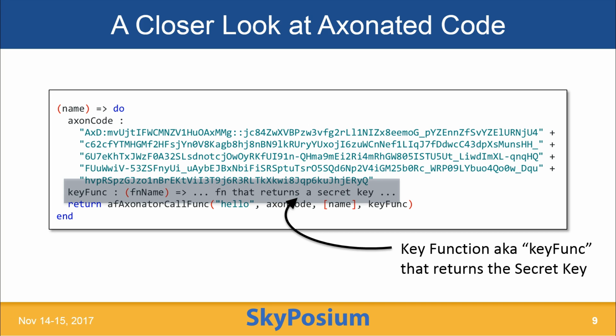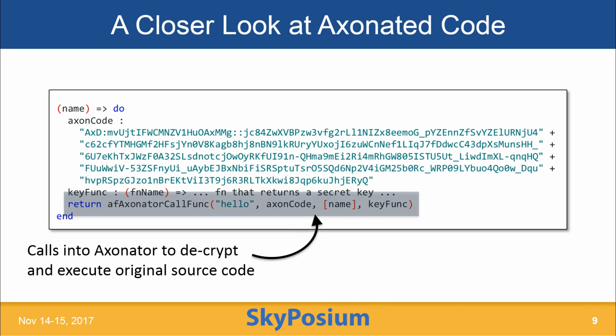It can do whatever you like as long as it returns the secret key as a string. It is the ability to customize this key function that makes Axonator so powerful. So we'll look at this in a bit more detail on the next slide. Now the third line calls into Axonator, passing in the encrypted source code, the secret key, and any function parameters. Axonator then decrypts the source code and executes it.